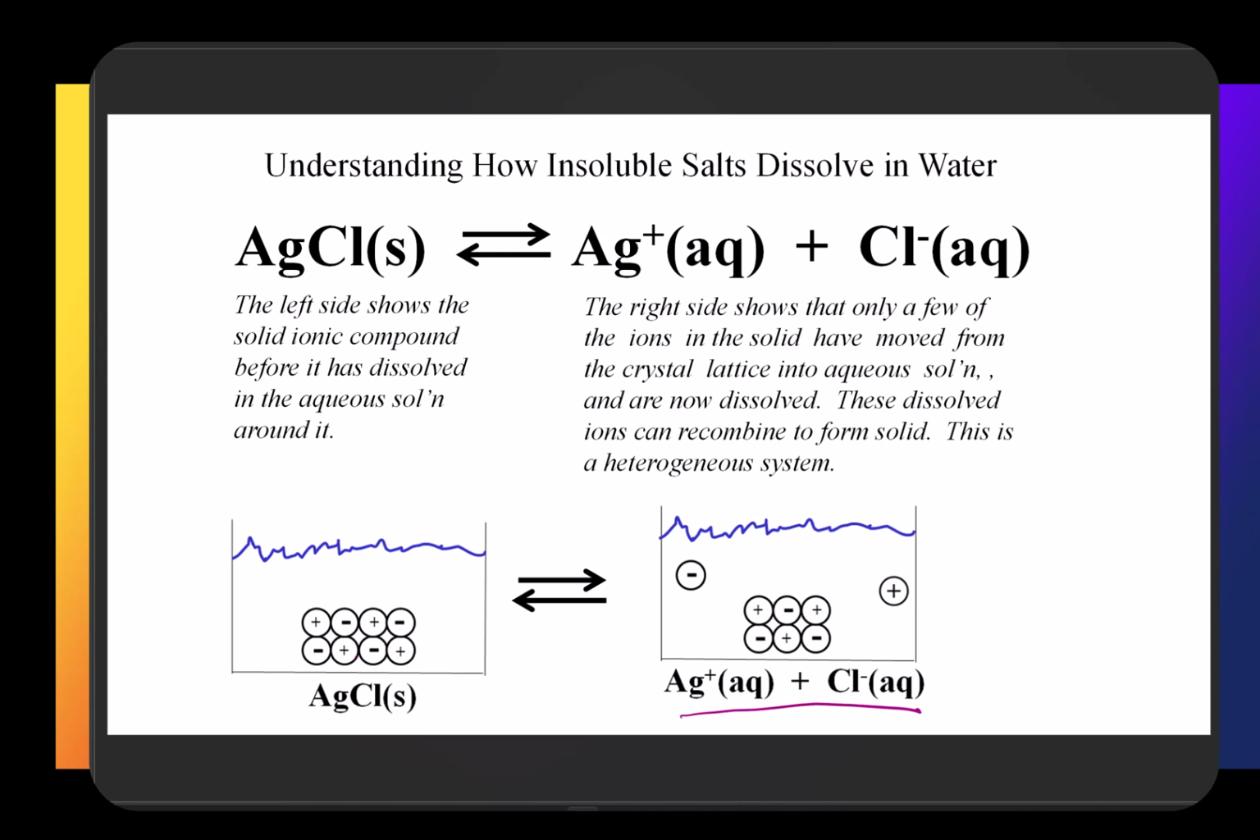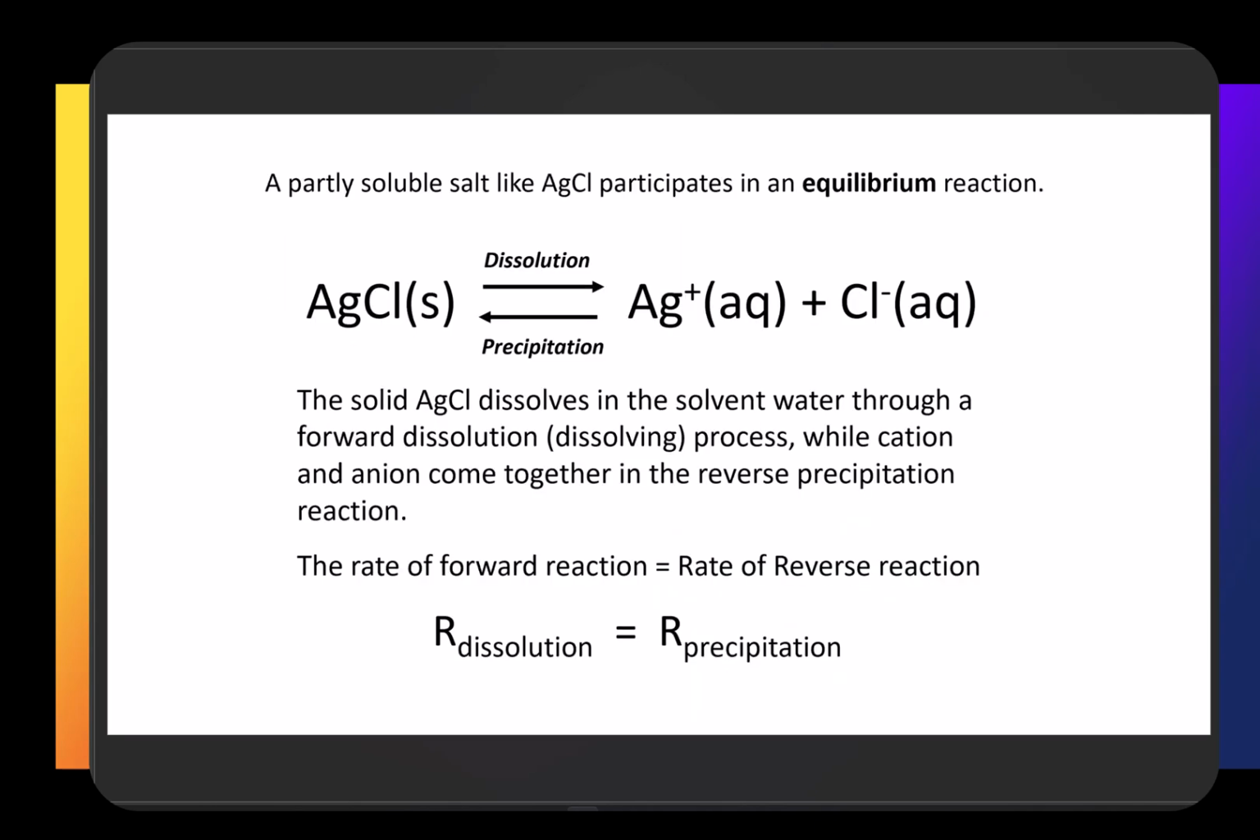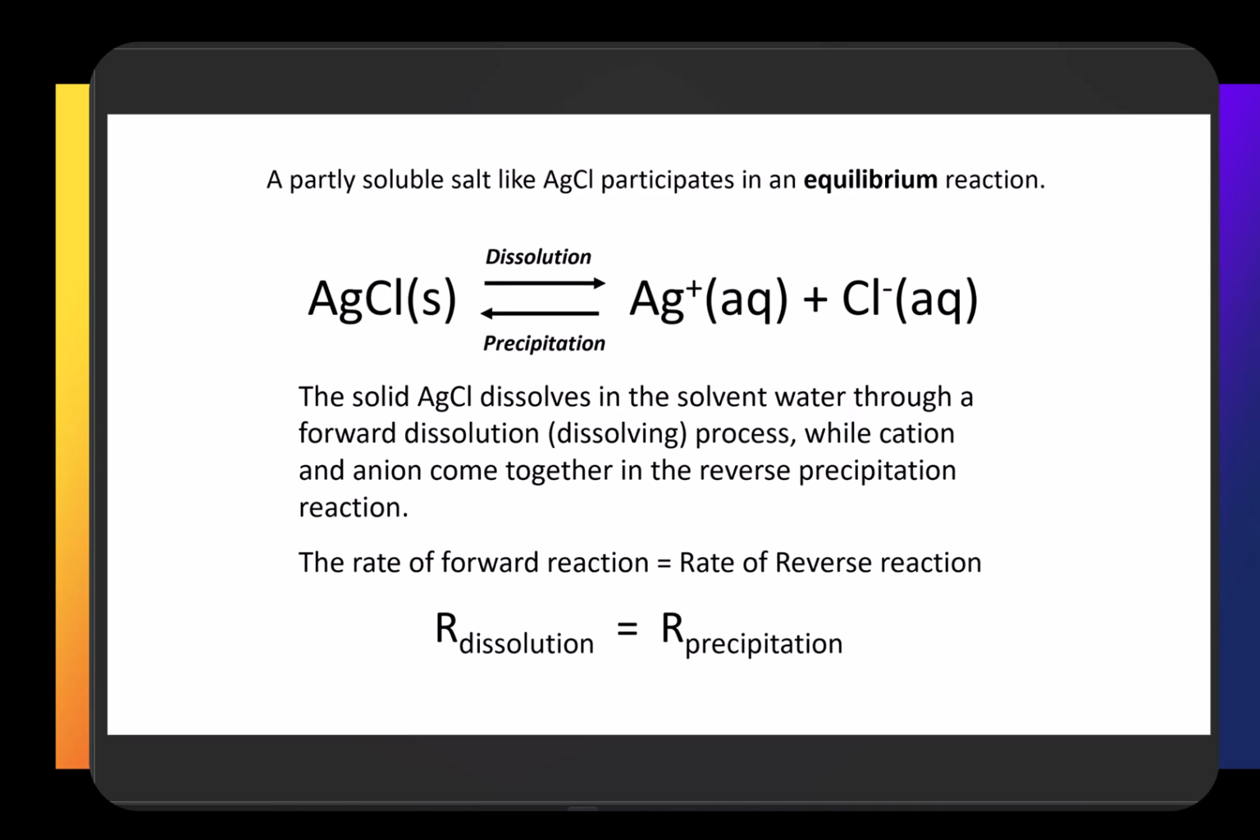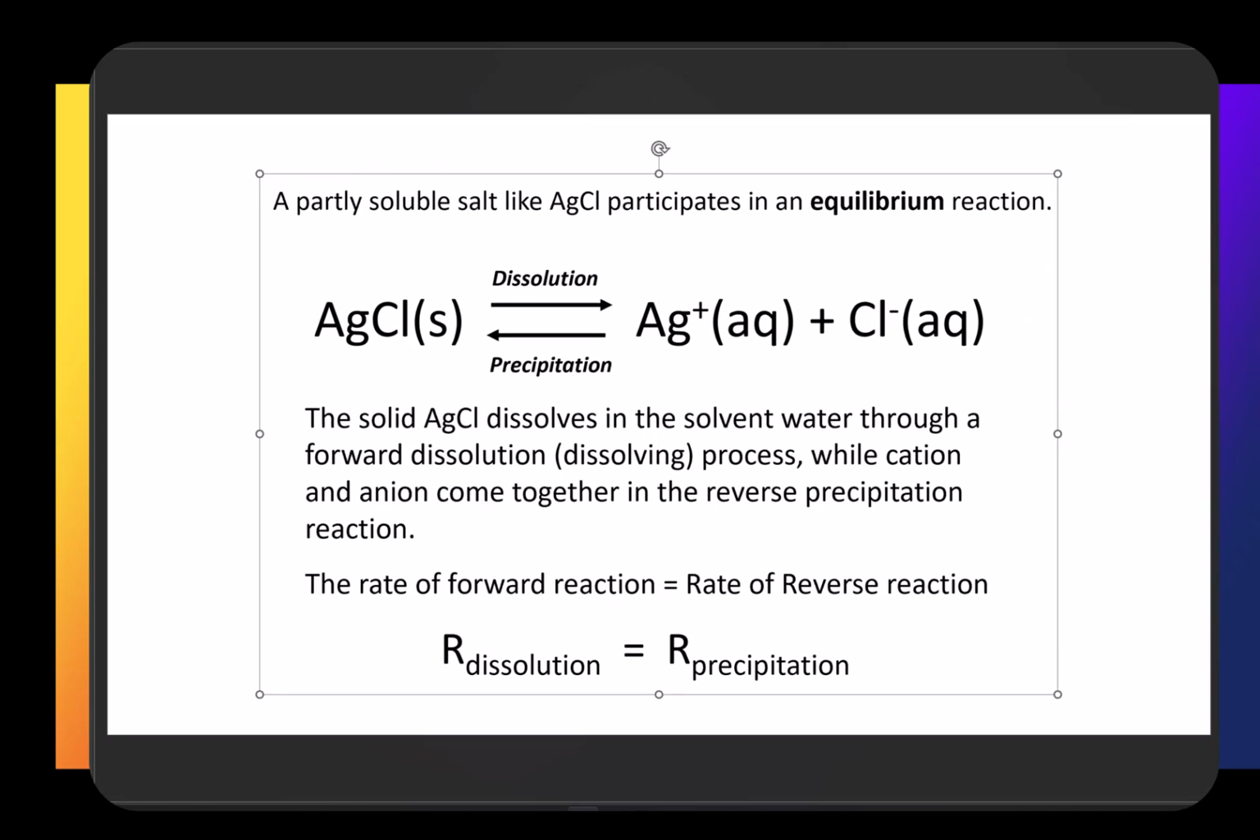In reality, it'd be like 1 in a million actually dissolved. So you really do get tiny amounts of these dissolved ions in solution. The forward reaction is dissolution, dissolving. The reverse reaction is precipitation. At equilibrium, those rates are equal to each other. Rate forward equals rate of reverse.